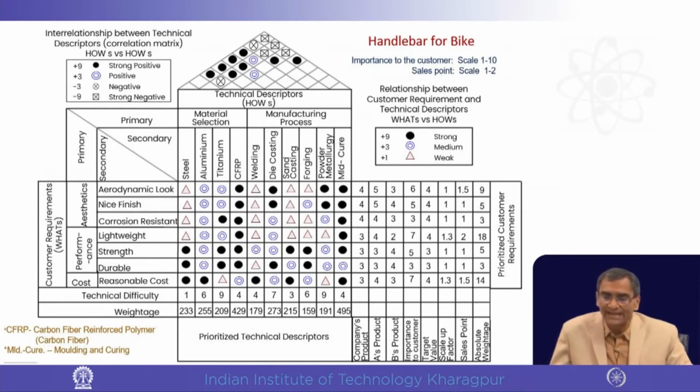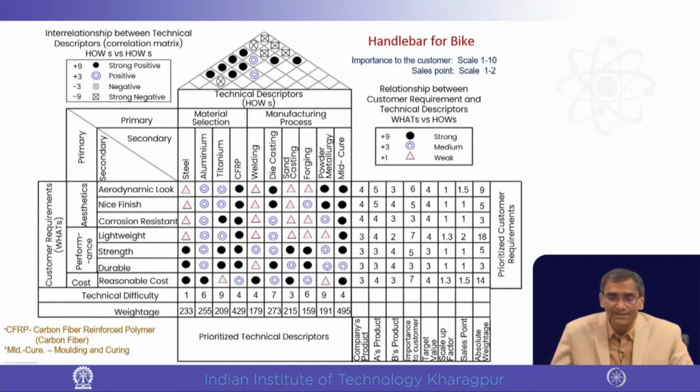Next column, if you see, scale up factor. What is the scale up factor? Scale up factor is the ratio of the target value and the present performance. So, here the target value is 4, and for the aerodynamic look, if we see the first row, target value is 4, the present performance is 4. So, what is the scale up? There is no scale up. So, 4 by 4 is equal to 1. So, here the scale up factor is 1.